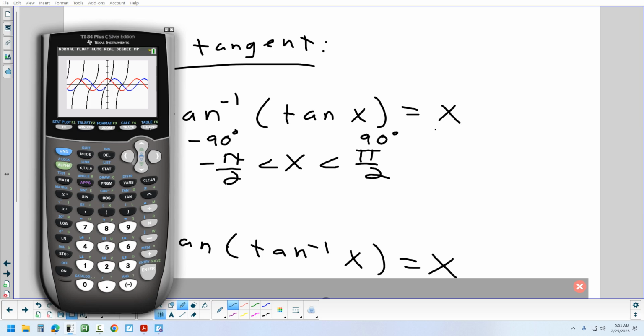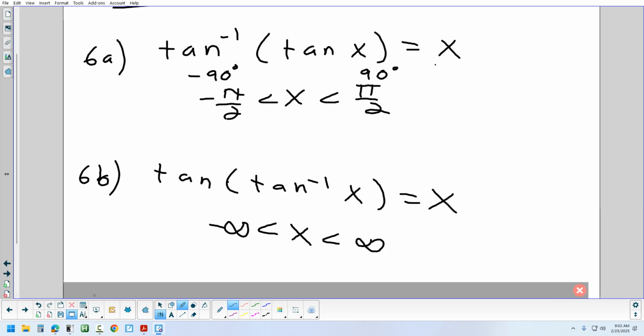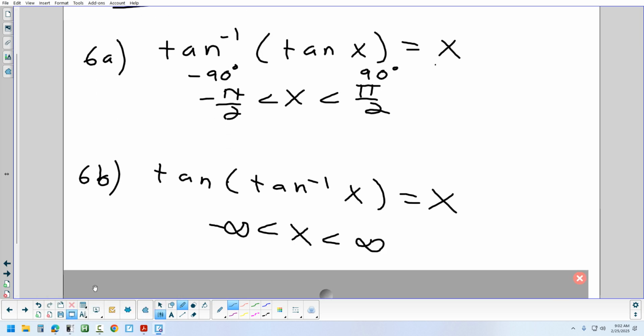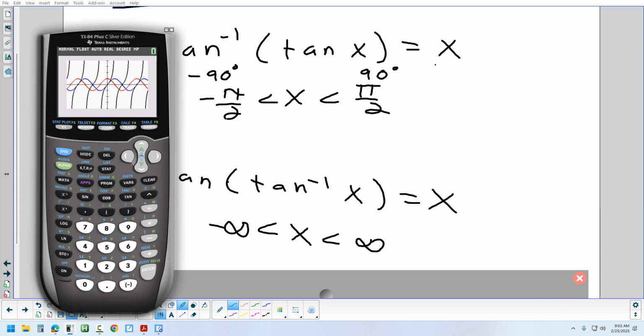All right, so based on that picture, does anybody have a thought how high and low tangent goes? Infinite. Yeah, it goes up forever and it goes down forever. So in other words, that formula always works. Right? Doesn't matter what you type in.